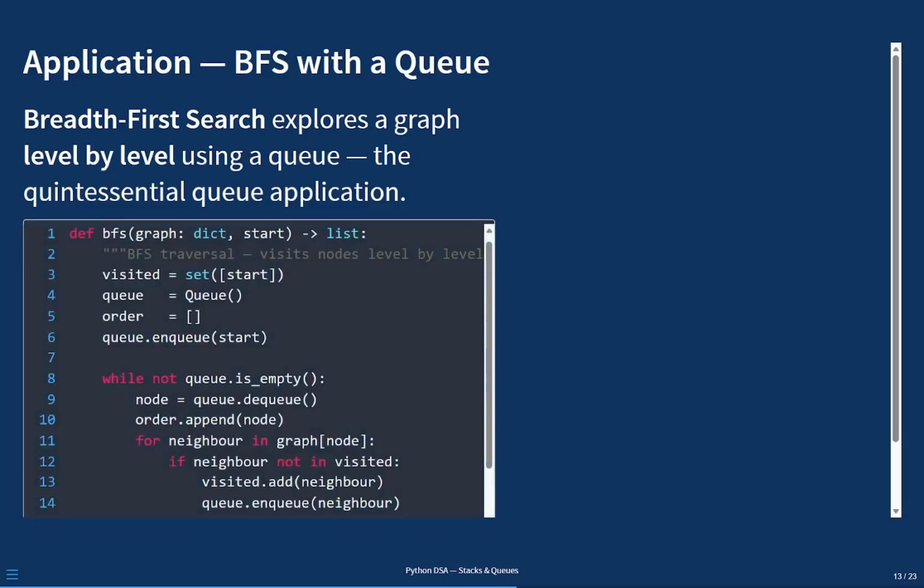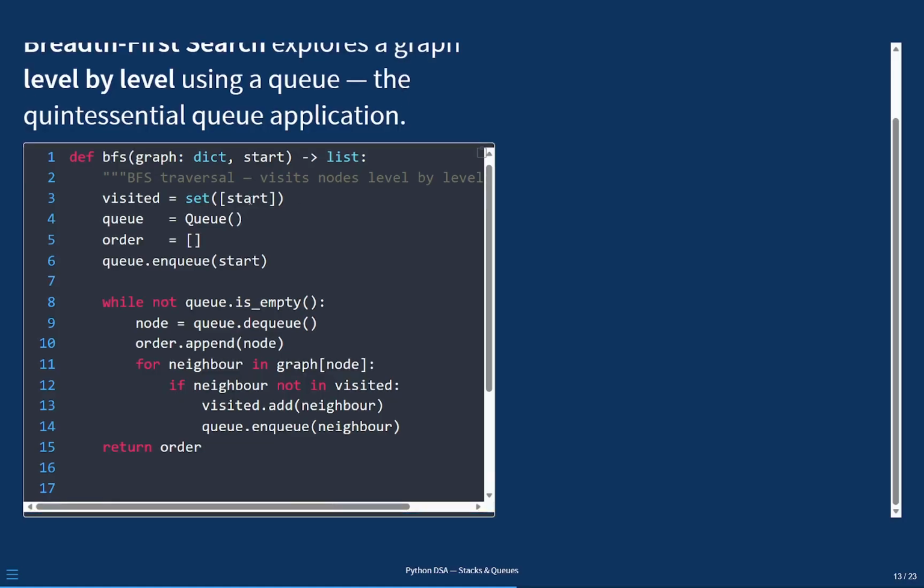The implementation: mark the start node as visited, enqueue it. Enter the main loop, dequeue a node, record it, then enqueue all its unvisited neighbors, marking them as visited immediately to prevent duplicates.